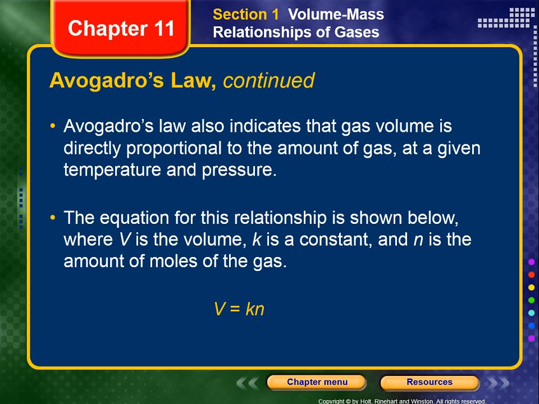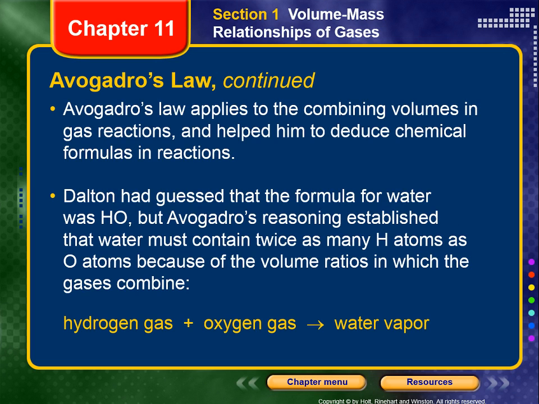So Avogadro's law also indicates that gas volume is directly proportional. Remember, directly proportional means when one changes, the other changes in the same way. Volume is directly proportional to the amount of gas at a given temperature and pressure. Again, we have to be constant in terms of temperature and pressure. The equation for this relationship is shown below, where V is the volume, k is a constant, and n is the amount of moles of the gas. That's going to come into play quite a bit this chapter. n represents the number of moles of that gas.